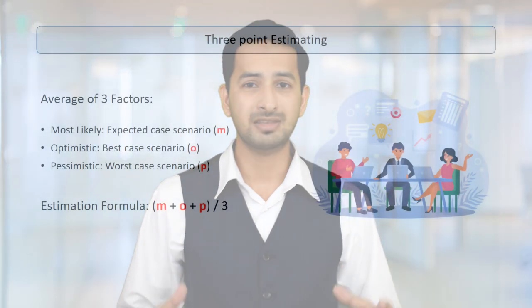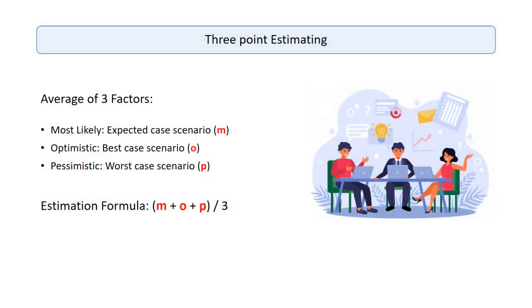Now the third way of estimating, that is 3-point estimation, what you need to do is to add the most likely case, the optimistic case, the pessimistic case, and then divide it by 3 to get an average. Which means in this example, you will add 12, which is the most likely, plus 8, which is the best case scenario, plus 15, which is the worst case scenario, and divide it by 3.